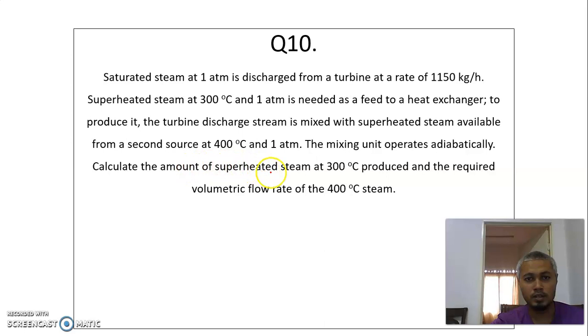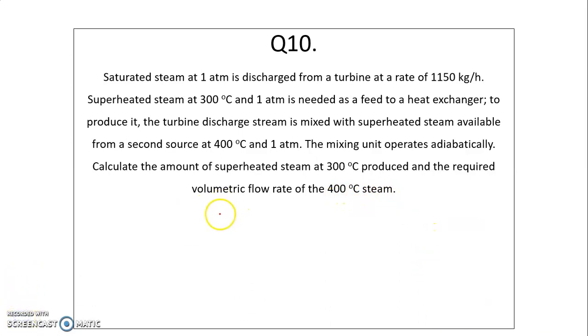Calculate the amount of superheated steam at 300 degrees C produced and the required volumetric flow rate of the 400 degrees C steam. To answer this question, we need to really understand each piece of information given in this question. First of all, we look at the first sentence. Saturated steam at 180 m discharged from a turbine at a rate of 1150 kg per hour. So let's draw a diagram here.